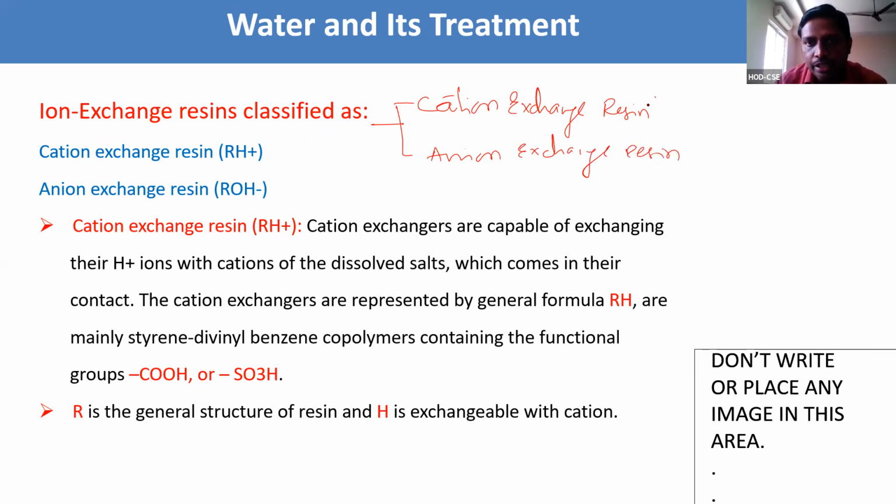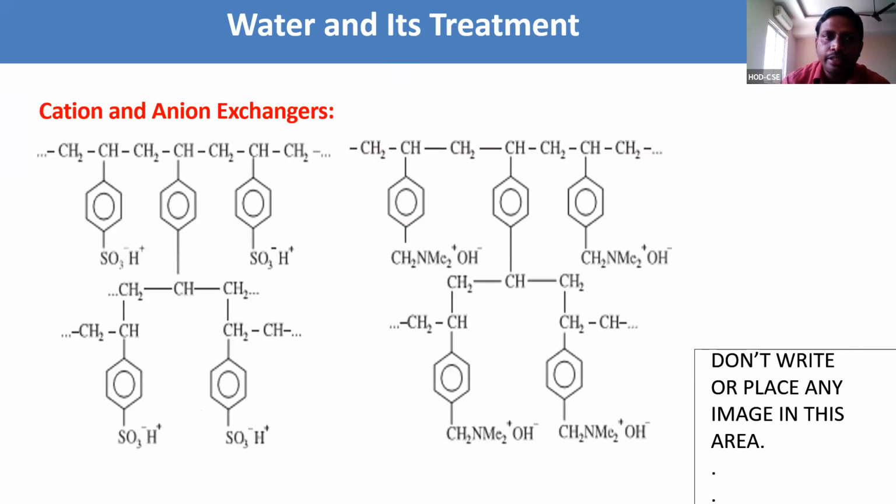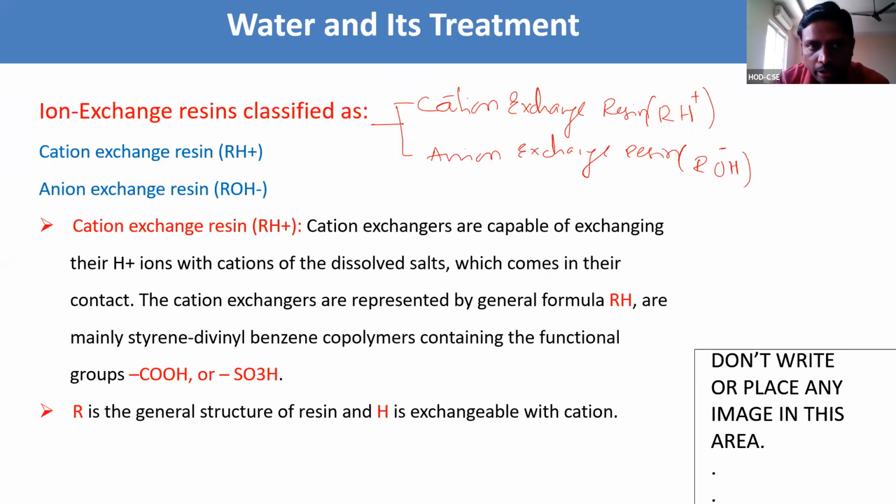The cation exchange resin is represented with RH plus, where R is the resin and H plus is the exchangeable ion. The anion exchange resin is ROH minus. In reactions, we use RH plus and ROH minus and not the large structures. These are the exchangers. We'll discuss what the cation exchange resins and the anion exchange resins are.